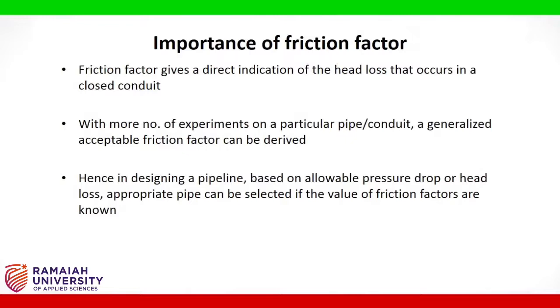With more number of experiments on a particular pipe or conduit, a generalized acceptable friction factor can be derived. Hence, in designing a pipeline, based on allowable pressure drop or head loss, appropriate pipe can be selected if the value of friction factors are known.